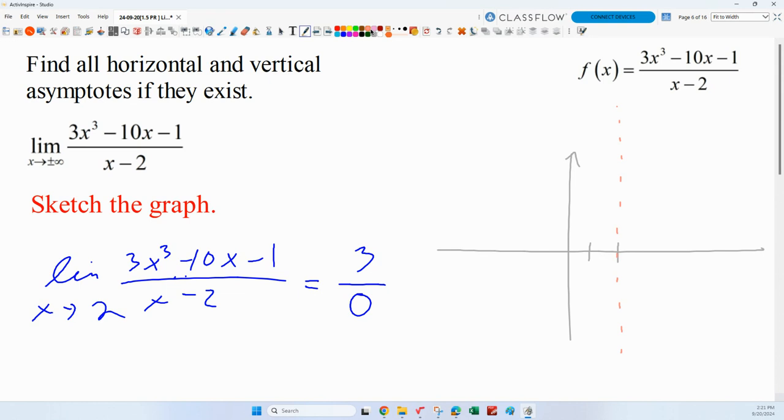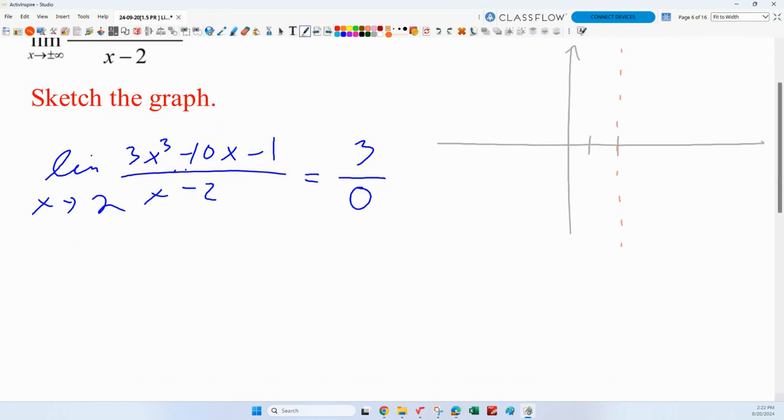If I wanted to make a sketch of this, how could I determine what's happening as we approach that asymptote from the left? What kind of a limit would I need to take if I want to know what the function is doing as it pushes up against that asymptote? As x approaches 2 from the left. Okay? So let's see what we get if we do that.